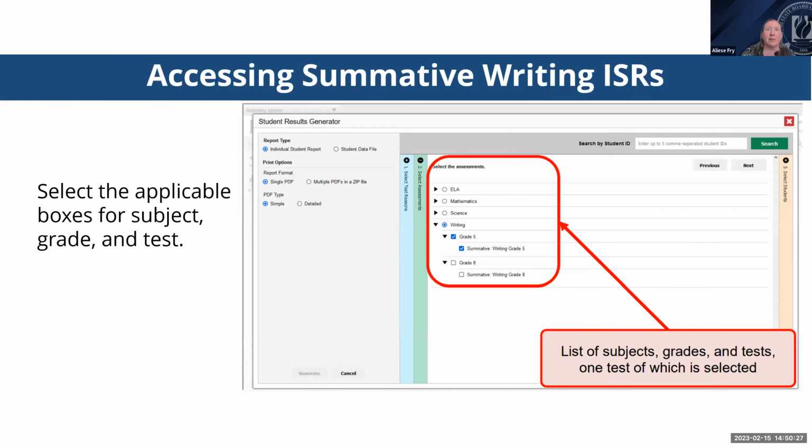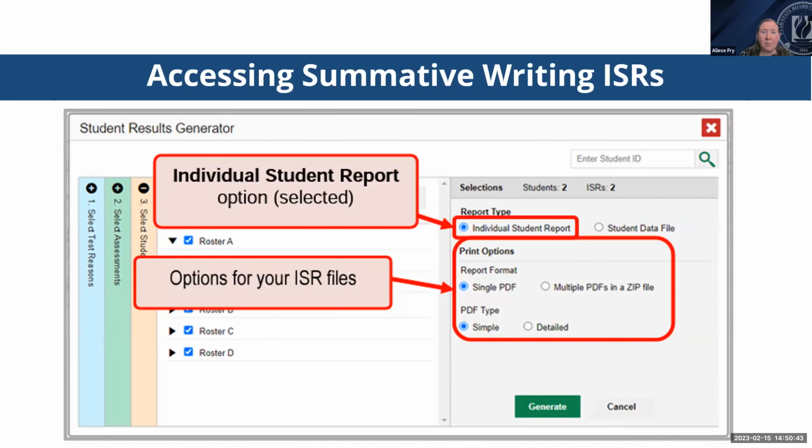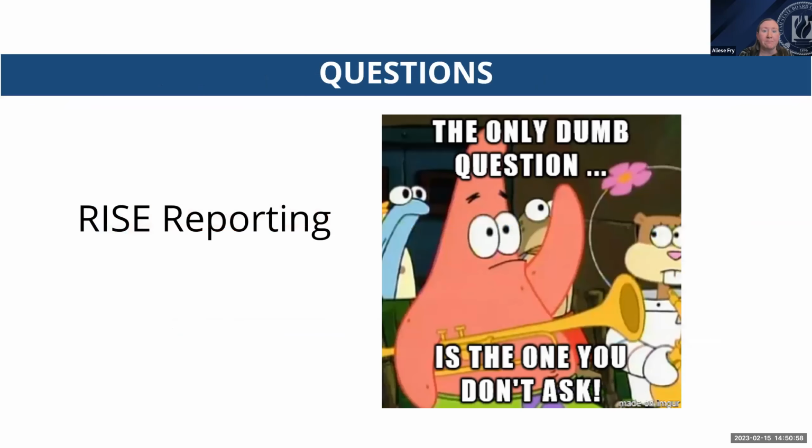Okay, you just select the applicable boxes for the subject, the grade, and the test, and then select the students either by roster or individual. So you can do an entire roster or just a selection, or I can even enter a specific SSID in the search bar. From the report type options in the panel on the right, you can select the option for the ISR. Okay, if you are going to generate your ISRs, again, you have 3 weeks to do that post testing.